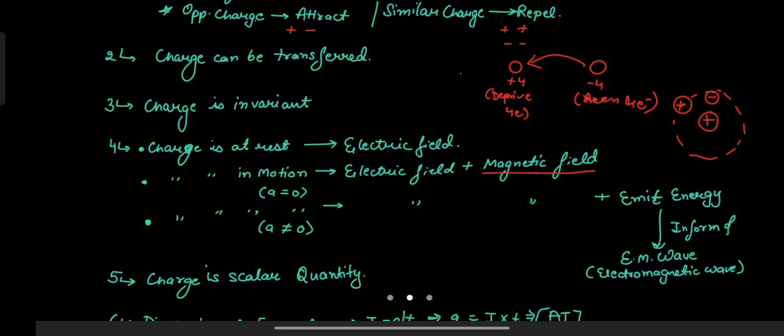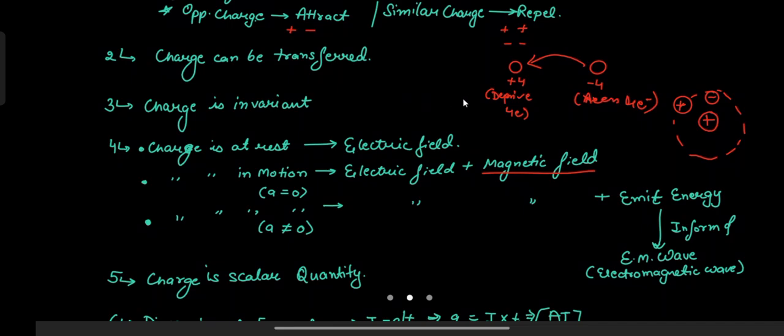But if the charge is in motion and it is an accelerated motion, where the acceleration is changing, in that case it has an electric field, it has a magnetic field, and also it emits energy, right? It gives out the energy, and that energy which is emitted is what we call the EM wave, the electromagnetic wave. So it emits energy in the form of an EM wave.